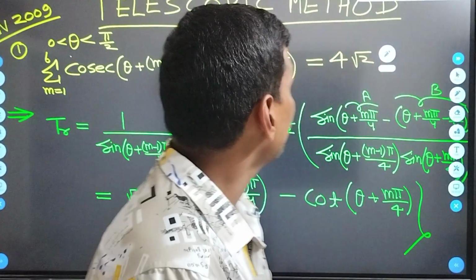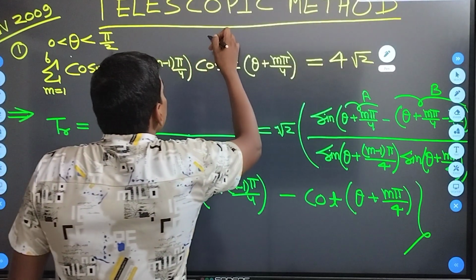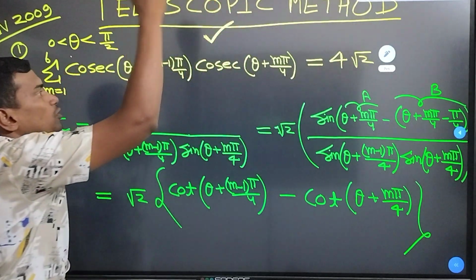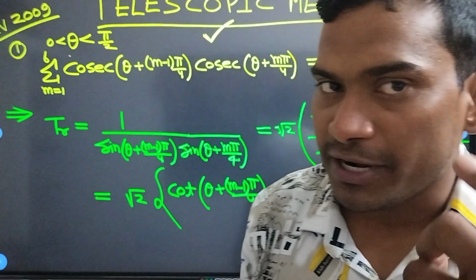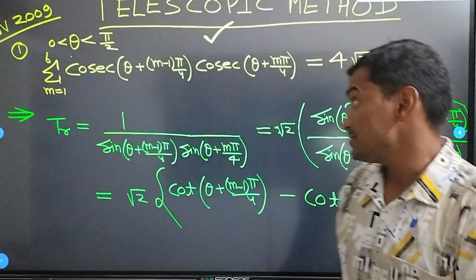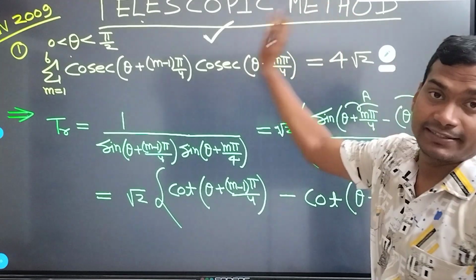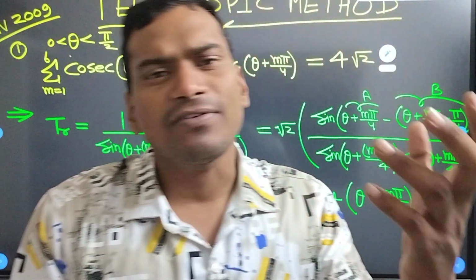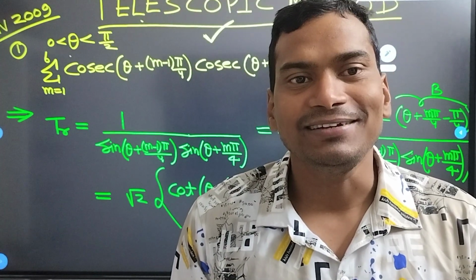And today what we are going to study? Today we are going to study the most important thing for your JEE advanced preparation. What is the name of this method? Method's name is telescopic method. Telescopic method or method of cancellation also students say this, right?